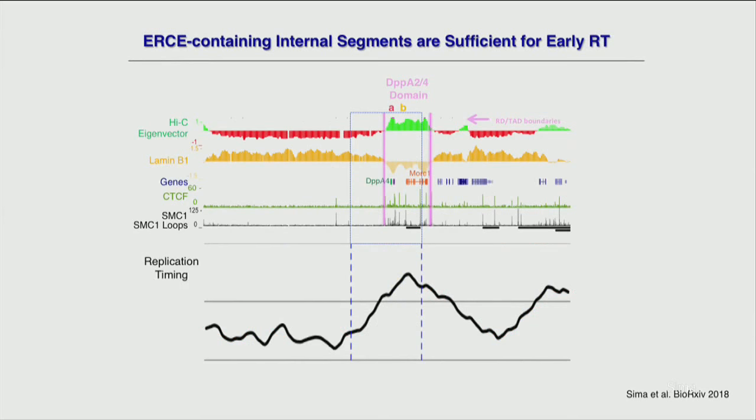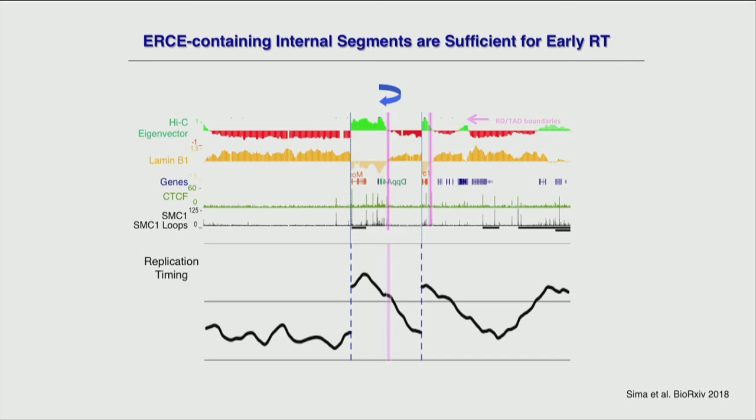And to test the sufficiency of these segments, we also generated a large 680 kb inversion, in which the segments within this blue square are inverted. Half of it is this TTR, timing transition region, in compartment B, and the other half is the AB-containing DPPA segment.